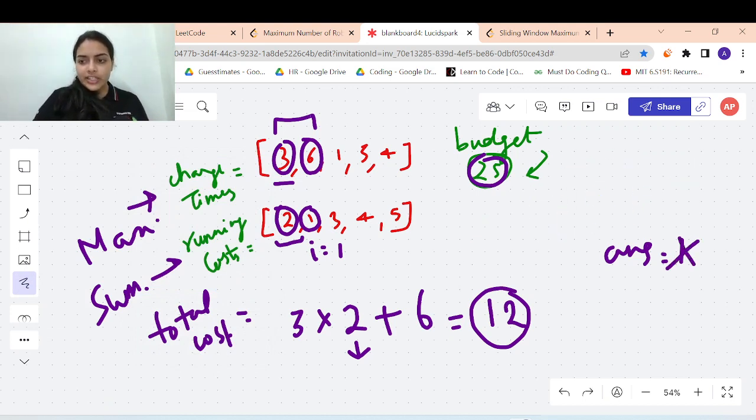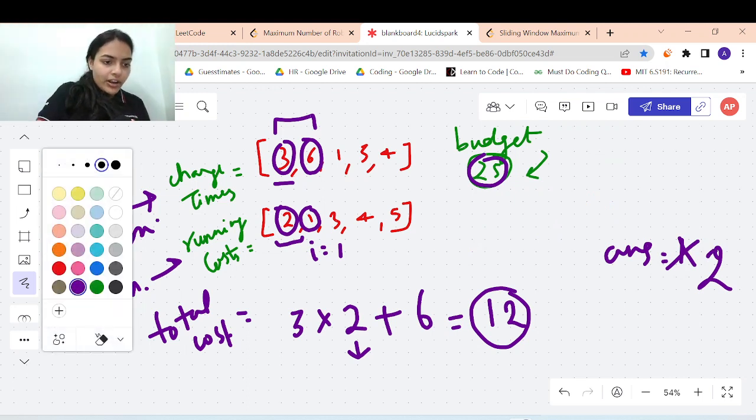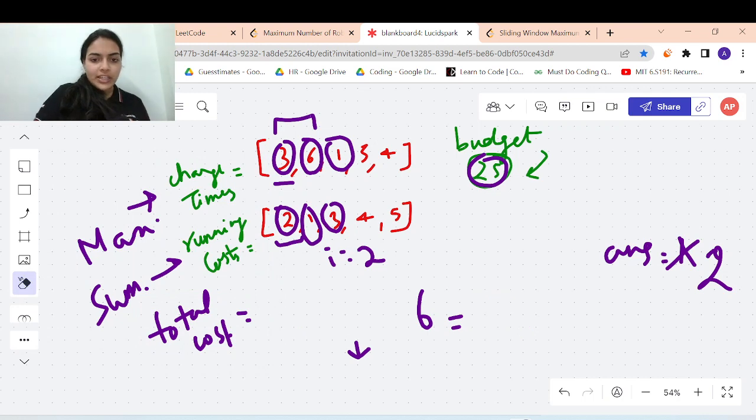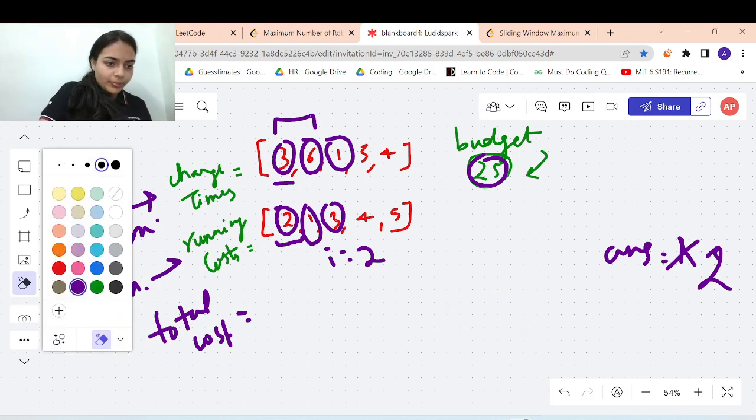So now we can increase our answer, at least 2 elements. So at least 2 robots we can pick, okay? So now let's still continue and try to get an even better answer. So now we will go forward to i equal to 2. Let's try to pick 3 robots and see if we are able to pick them.